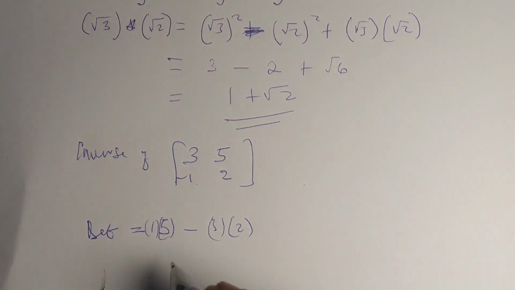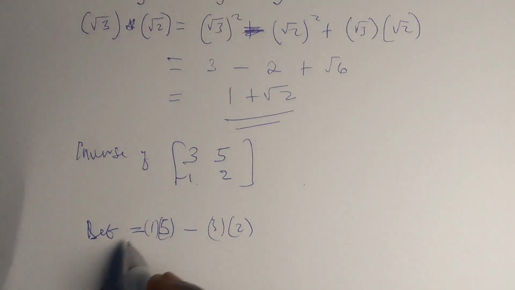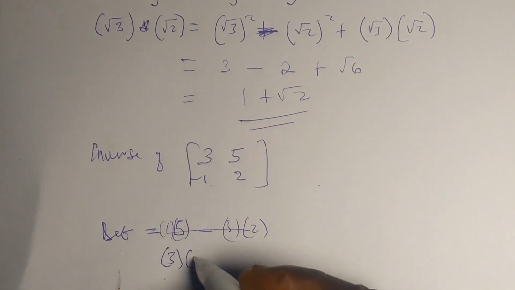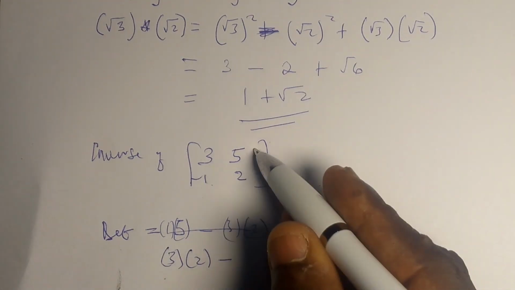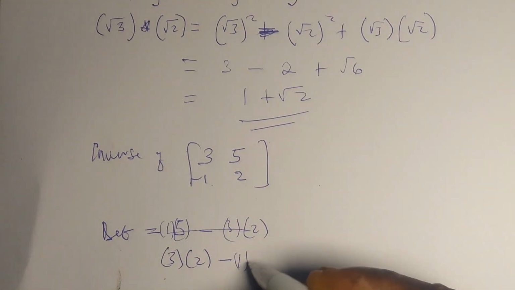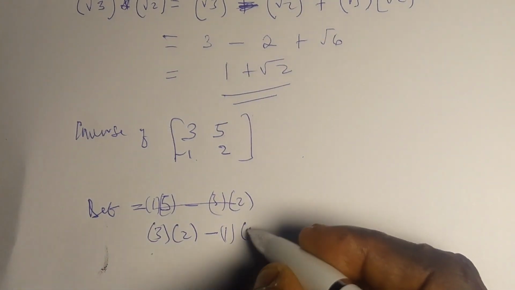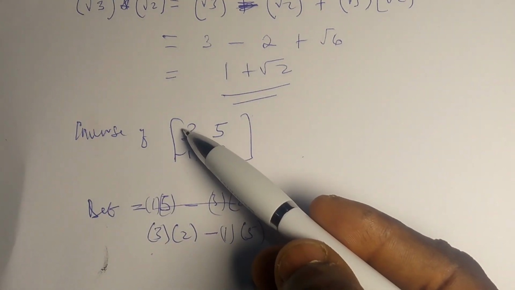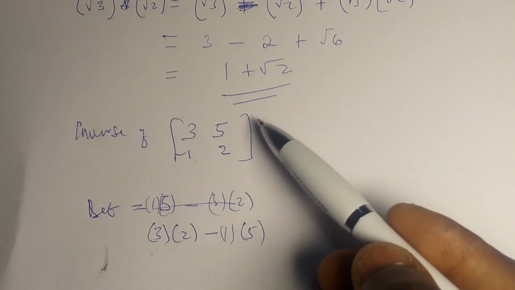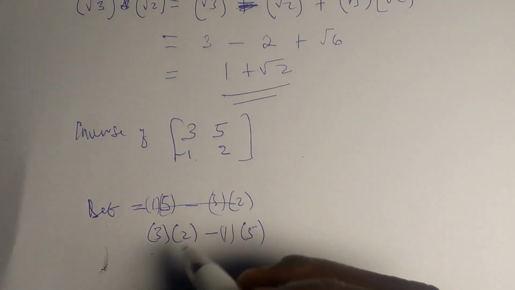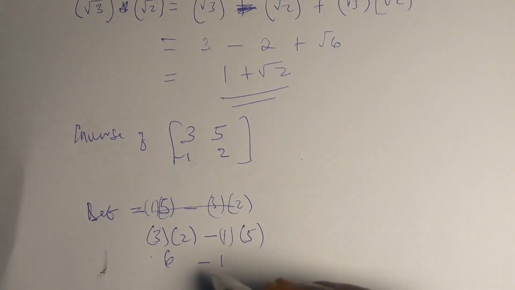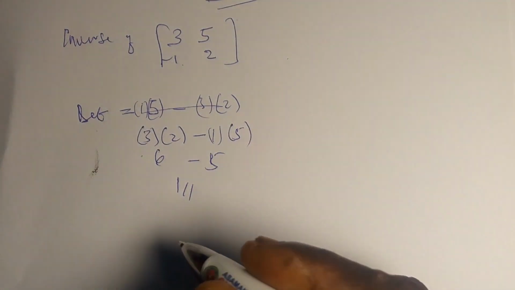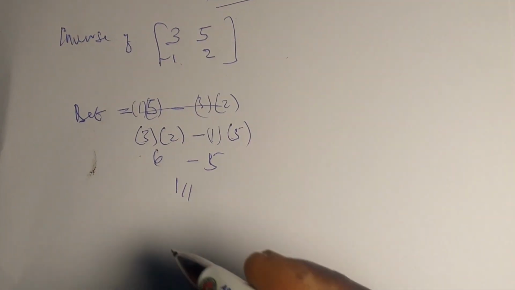Okay, so what you have to do is first multiply 3 times 2, minus 1 times 5. Please always remember that you do the diagonal in the negative direction before you go to the positive direction. So this will give you 6 minus 5. That will give you 1. That's the answer. Now if you are done getting the determinant, you are not done.